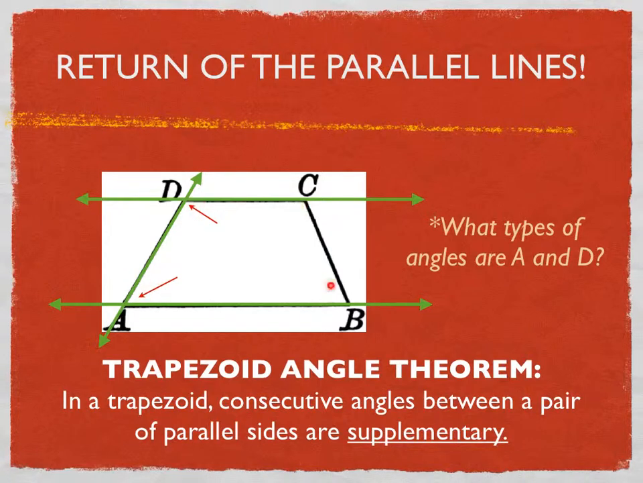What about B and C? Jackson? That's the same thing. They'd also have to be supplementary, right? So these are supplementary and these are supplementary. Okay, your pairs that are between those parallel sides. Because we've already talked about the same side interior angles being supplementary.